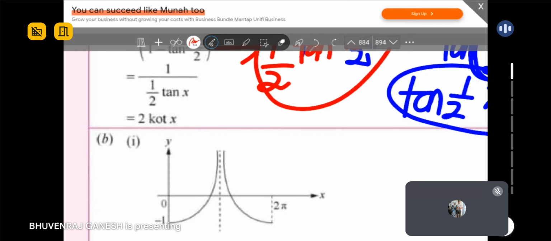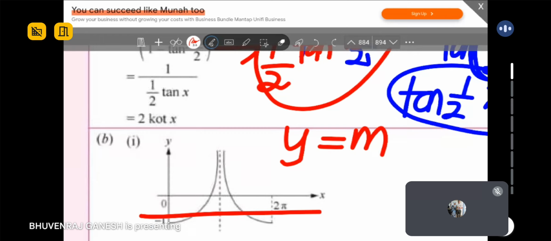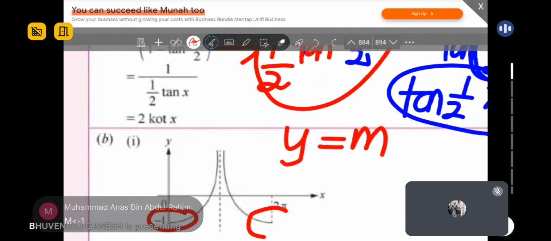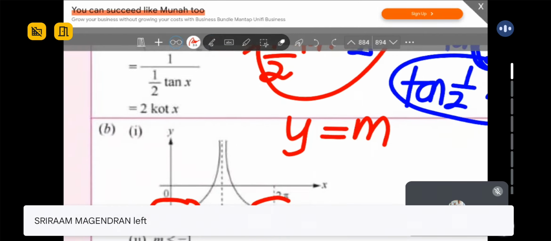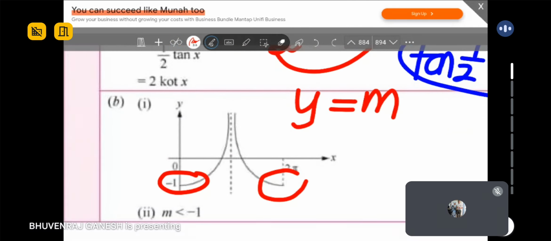Kamu tak boleh lukis graph. So apa nilai M dia kat situ? Y sama dengan M. So maksudnya dia adalah garis mendatar. Horizontal line. So kamu lihat graph lah. Refer your graph guys. Your lowest point is, yes, correct Anas. M tu lebih kecil dari negative 1. Because when your graph is lower than negative 1, you don't have graph. Kamu tak ada titik nak plot kalau M tu lebih kecil dari negative 1.